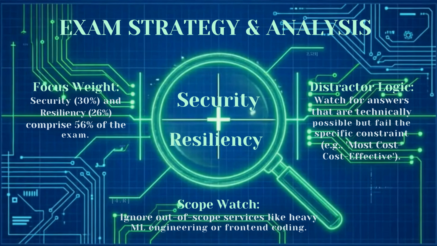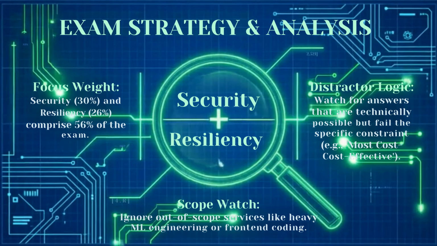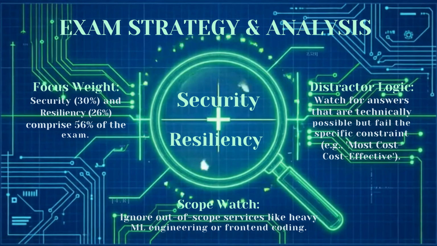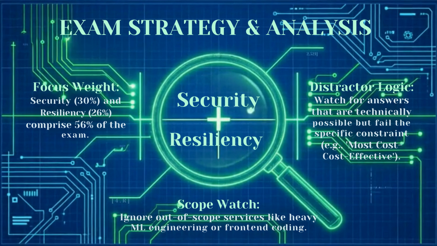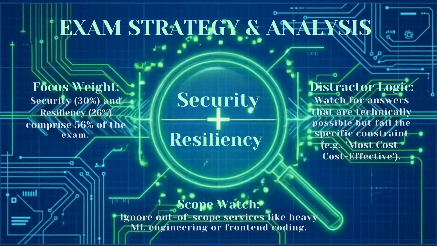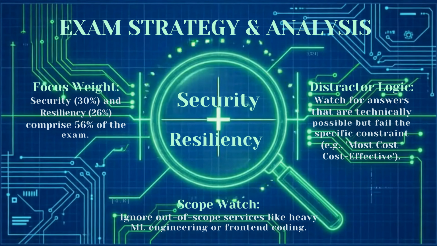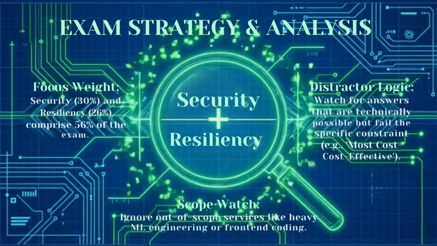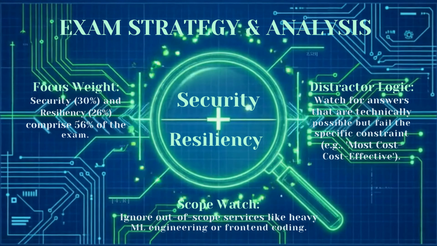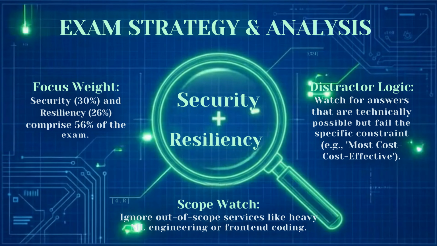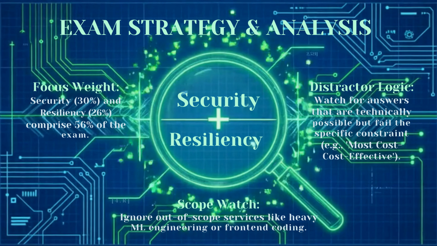Stop wasting time on the wrong topics. Security and resiliency make up a massive 56% of your exam. But don't sleep on Domain 4. Cost optimization is another 20%, and it's all about that balance between performance and price. You need a toolkit. Use S3 Intelligent-Tiering for storage, spot instances for stateless apps, and Cost Explorer to track it all. Pro tip: watch for distractor logic. An answer might be technically possible, but if it isn't the most cost-effective, it's wrong. Master the weights, use the tools, and get certified.